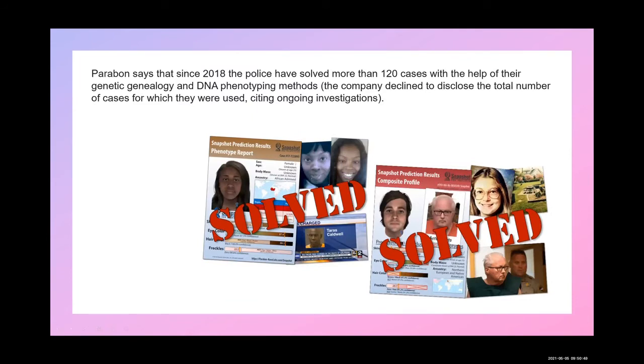So one more thing I wanted to discuss with you was the topic of DNA phenotyping, because this is pretty fascinating and it's a brand new emerging technology. So there's a company called Parabon Nanolabs located in Northern Virginia. And since 2018, they've helped police solve more than 120 cases with their genetic genealogy and then DNA phenotyping methods. And DNA phenotyping is a fascinating new technology.